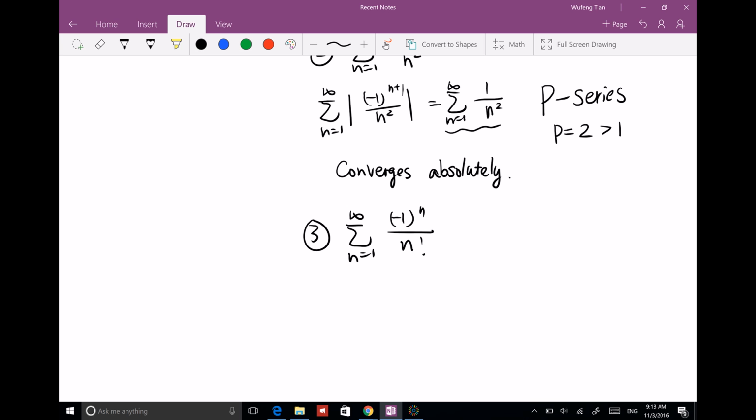Do you have any volunteer? Okay, Taylor, could you please tell me if this one converges or diverges or absolutely converges? I think this one would diverge. You think this one diverges? Okay, so why do you think this one diverges?